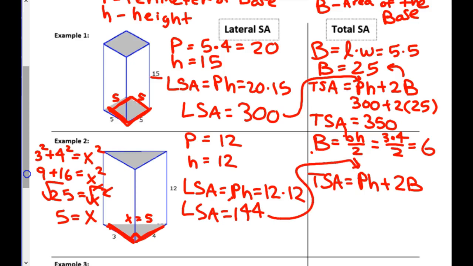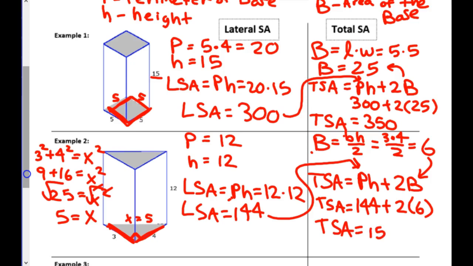Right? So for the total surface area, I have 144 plus 2 times big B. What's big B again? 6. So 2 times 6 is 12, right? So I'm basically doing 144 plus 12. What does that give me? 156 units squared. Okay?